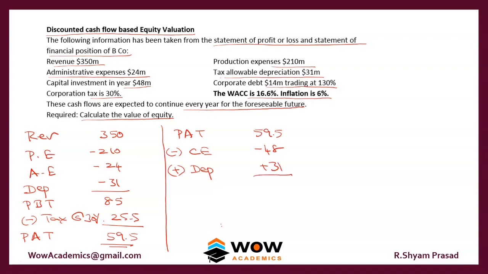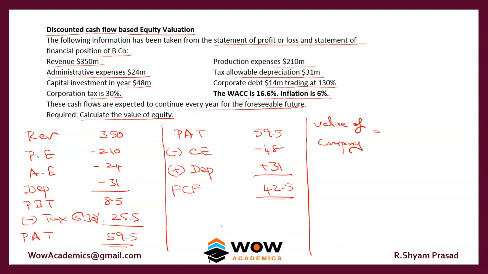So we will see the answer. Free cash flow comes to 42.5. Okay, so this is the free cash flow. So what are the next steps that we have to do? The next step is to find out the value of the company.